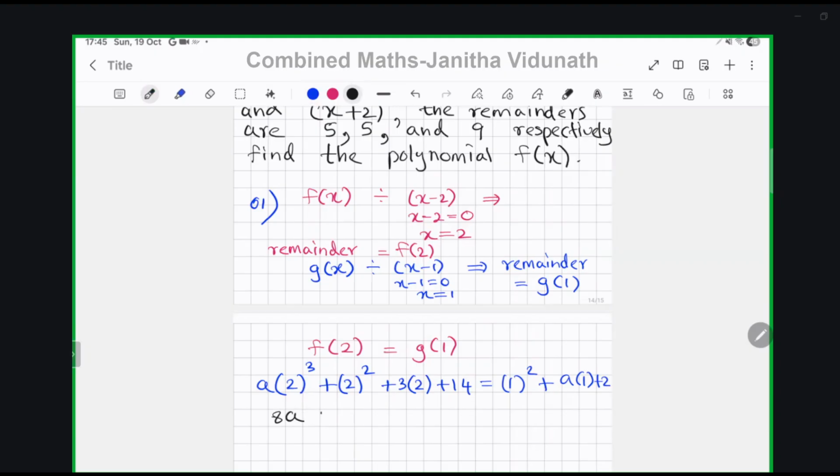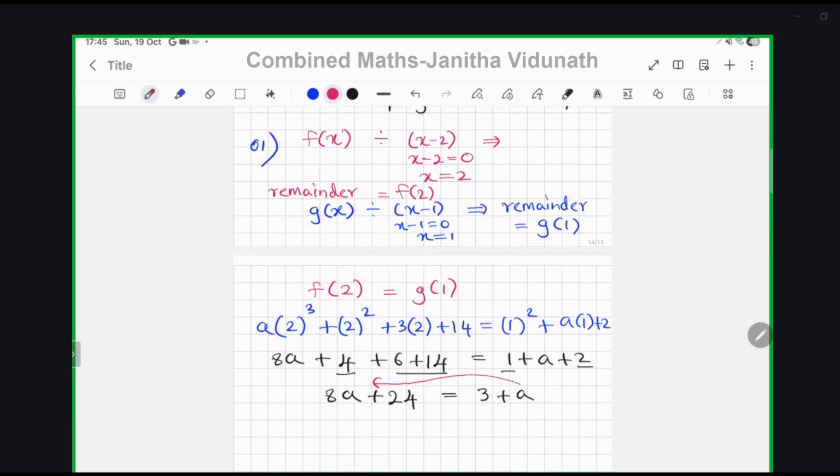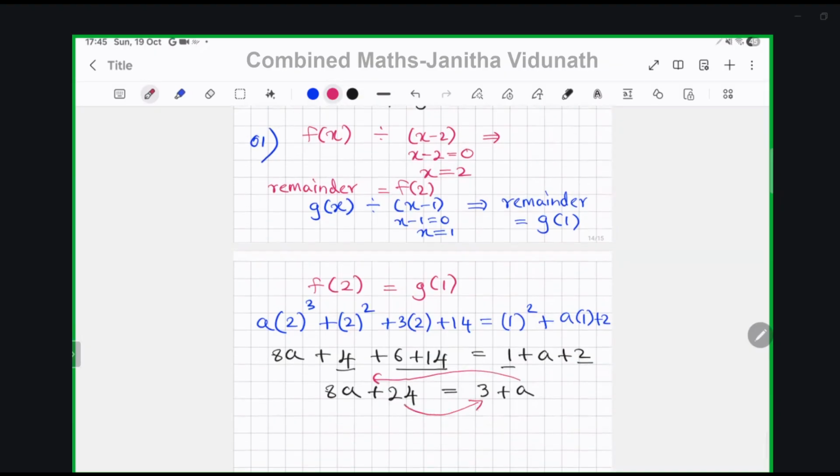Here 8a plus 4 plus 6 plus 14 is equal to 1 plus a plus 2. Here 14 plus 6 means 20. 20 plus 4 means 24. That means 8a plus 24 is equal to 1 plus 2 means 3 plus a. We can bring a to the left hand side and move 24 to the right hand side. That means 8a minus a is equal to 3 minus 24. 7a is equal to minus 21. That means a is equal to minus 3.